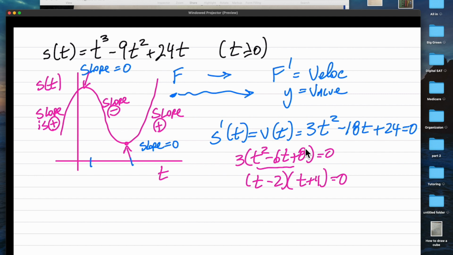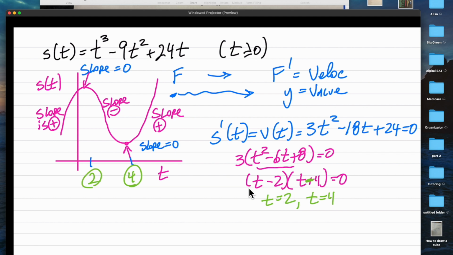Therefore, at t equals 2, that should be a minus. At t equals 2 and at t equals 4, we are going to have a zero velocity. Now, folks, we're not done yet. Here's why we're not done.